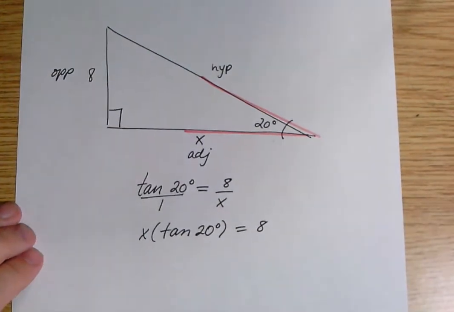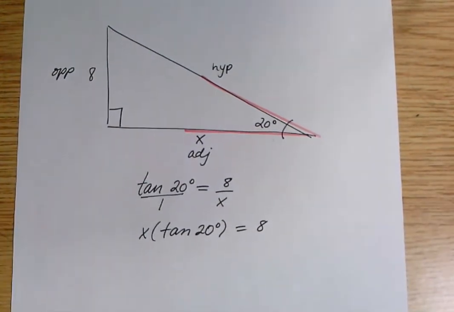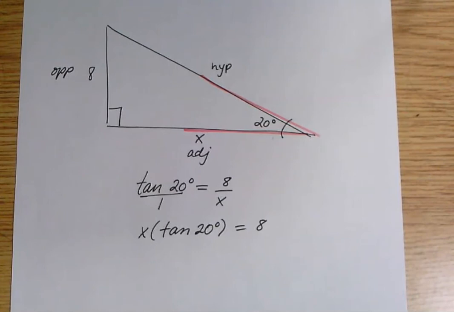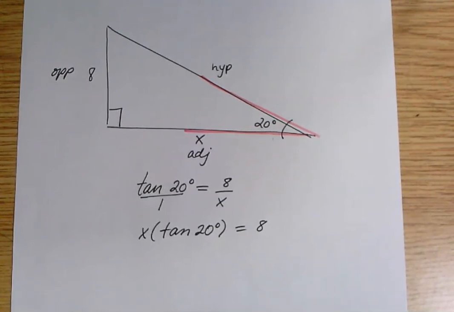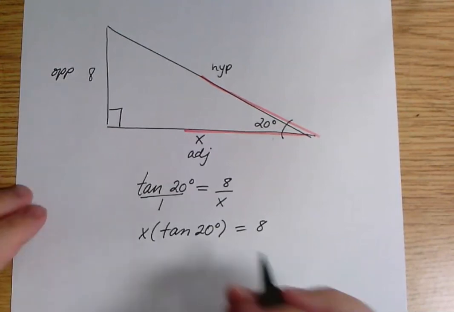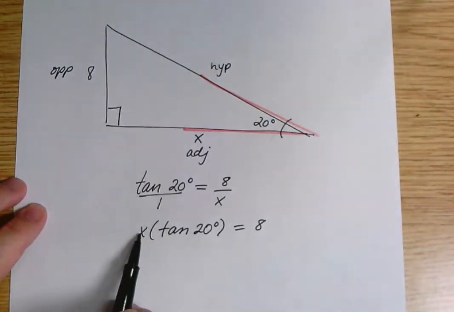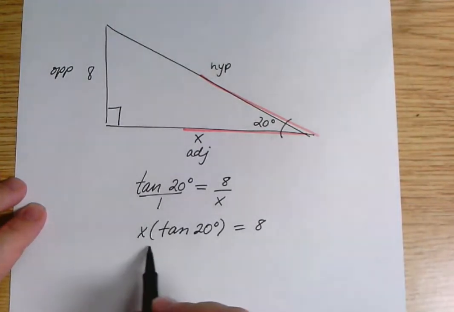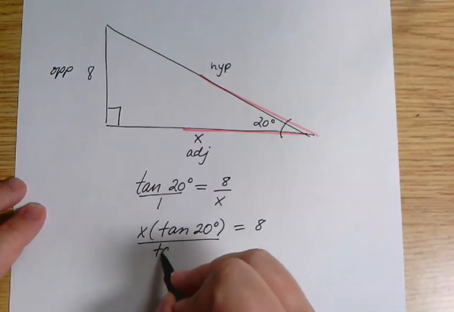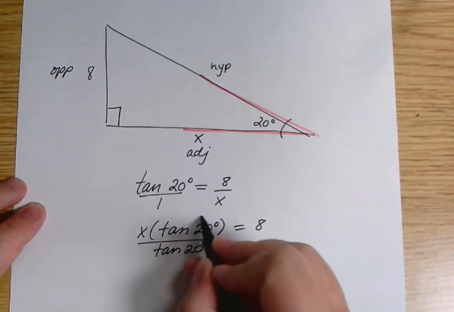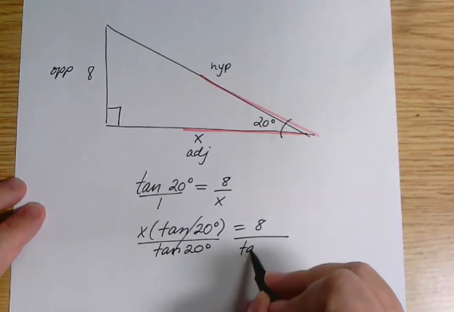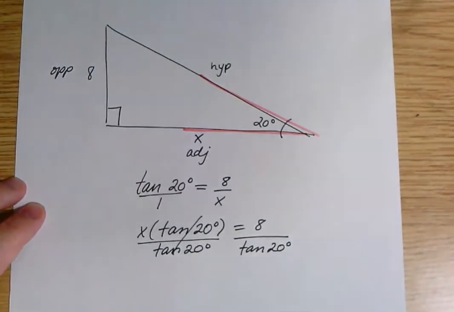All right, is x by itself? The answer is no. X has not been isolated yet. We haven't solved for x yet, so I won't pick up my calculator yet. I will instead keep going to get x by itself. This is x times tan 20. So to get rid of it, I divide. These will cancel. And now x is alone.